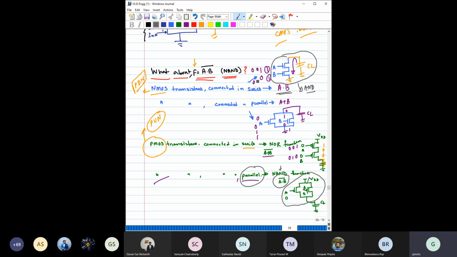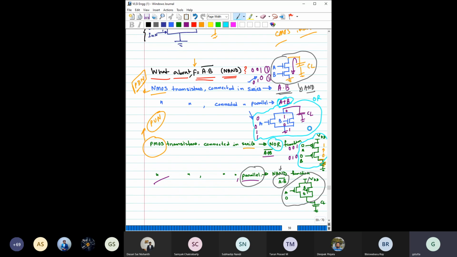Okay, now let me pick another color, say this color. And see this, when these NMOS are connected in parallel, it is giving A plus B, which is an OR, right? But if you connect PMOS in series, they are giving you this NOR operation. So that means again NMOS in parallel and PMOS in series are the dual network, right?